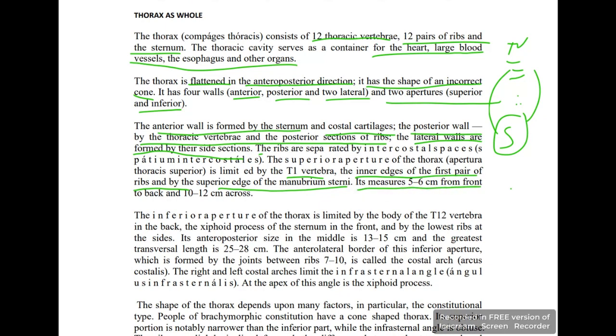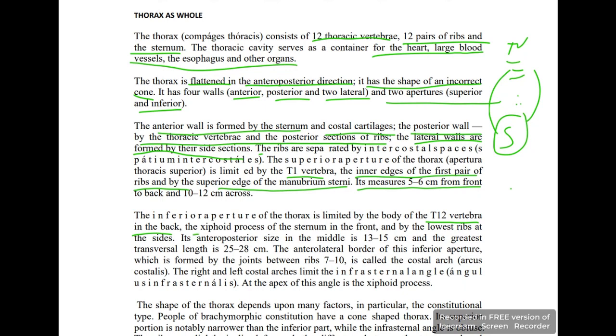It measures about 5 to 6 centimeters from front to back and 10 to 12 centimeters across. Now, the inferior aperture of the thorax is limited by the border of the T12 vertebra. You should know this topography actually. It is in this part. It is simple: the superior aperture is limited by the T1 vertebra, and the inferior aperture is limited by the T12 vertebra. But when other organs and blood vessels are involved, it is very interesting, and there are many points to remember. If you study the next two topics also, you will get what I mean to say.